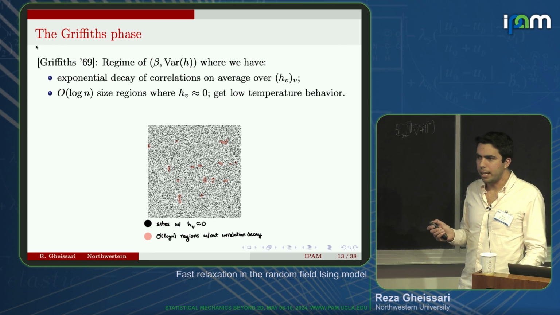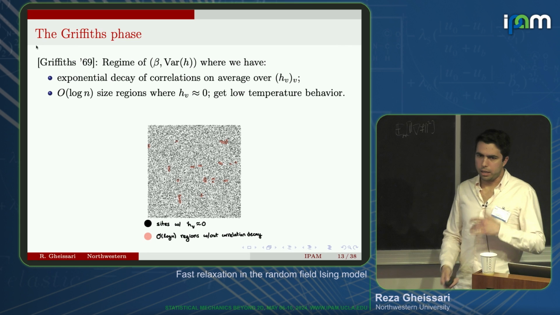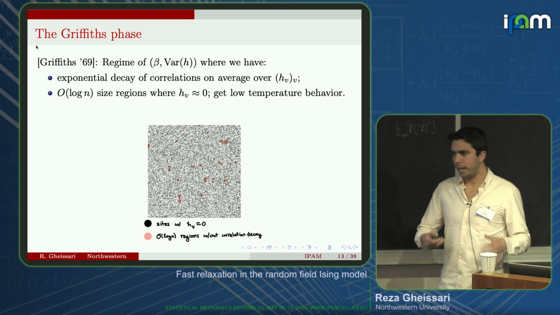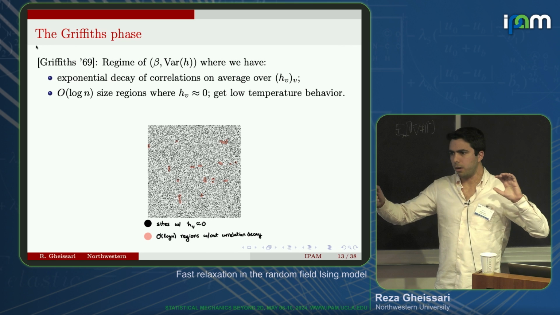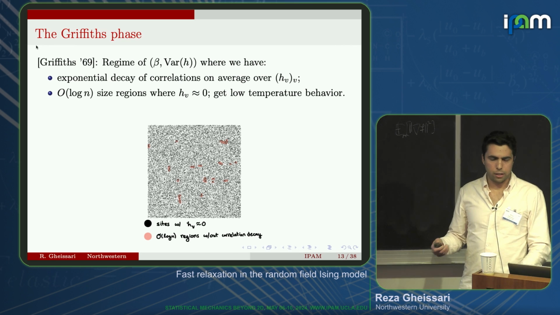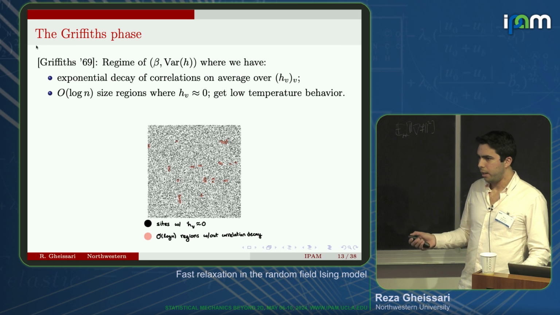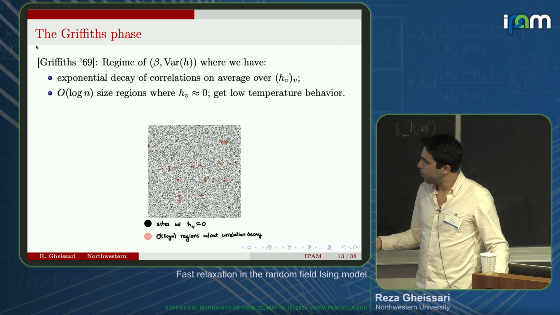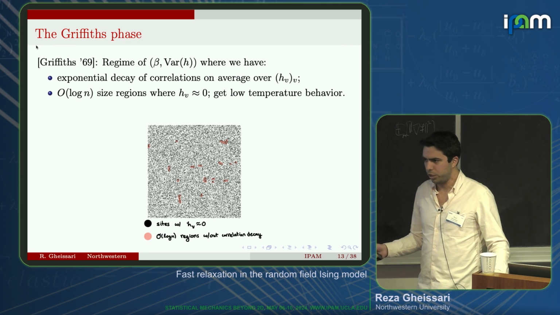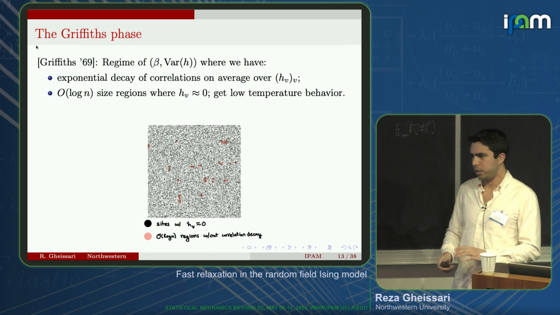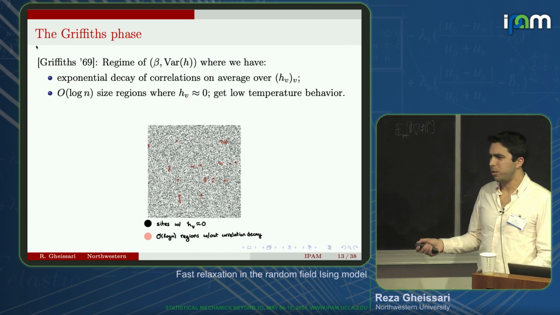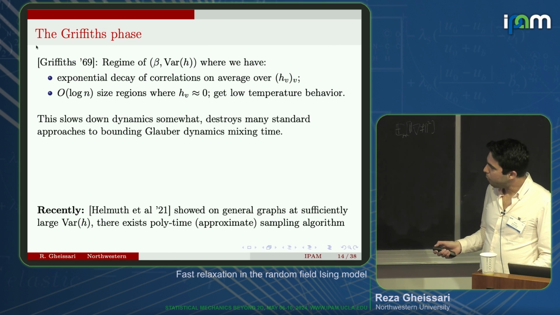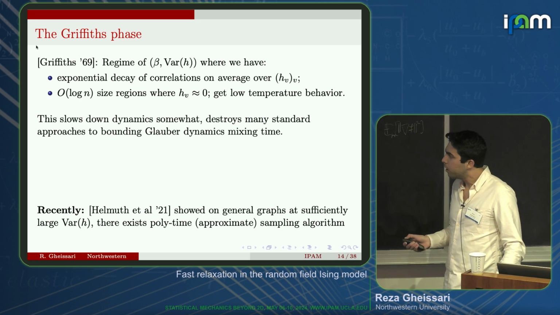From the perspective of the dynamics, it means, on the one hand, that standard arguments showing that fast spatial decorrelation, or decay of correlations, implies fast mixing don't apply. And they really shouldn't apply, because you can encode a slowdown of the Markov chain into these small regions, at least to some extent. So it destroys traditional arguments, and it also slows down your dynamics somewhat. It destroys many standard approaches to bounding Glauber dynamics mixing time.